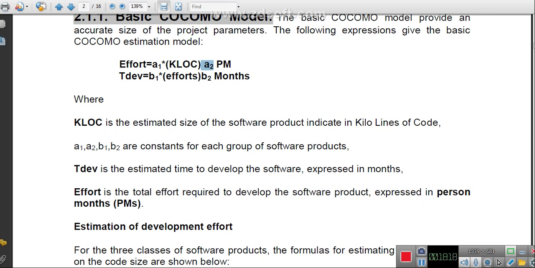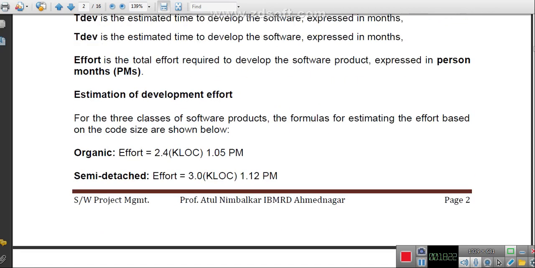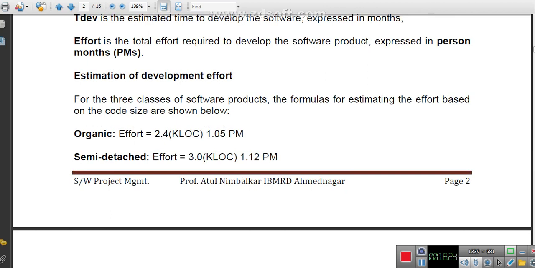So these are the constant values which are given by Boehm and which are different for each type, each category of particular project. ऑर्गेनिक के लिए अलग, सेमी डिटैच के लिए अलग और एम्बेडेड के लिए अलग है. अंडरस्टूड? Yes.